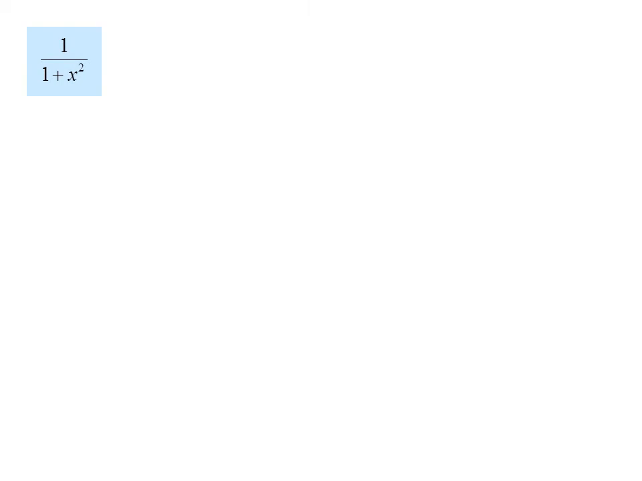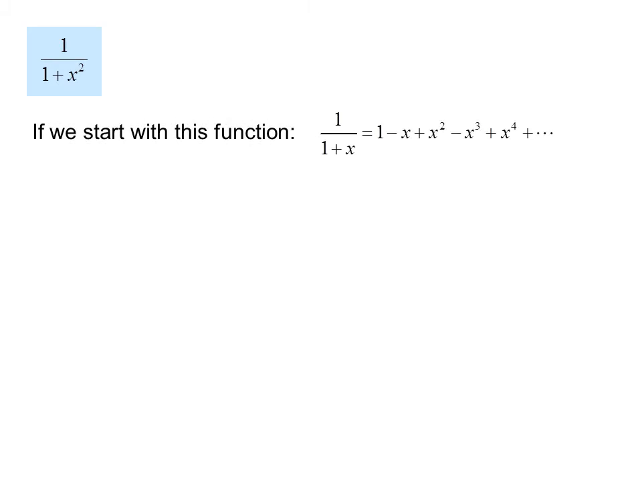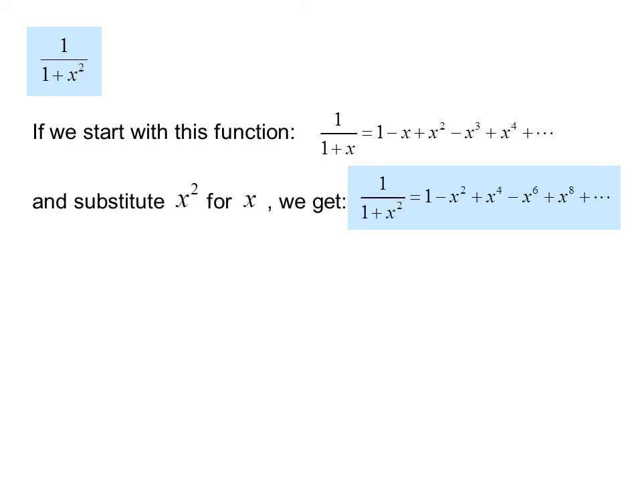For 1 over 1 plus x squared, if we start with this function, 1 over 1 plus x, and substitute x squared for x, we get 1 over 1 plus x squared equals 1 minus x squared plus x to the fourth minus x to the sixth plus x to the eighth, etc. This is a geometric series with first term a equals 1 and common ratio r equals negative x squared.